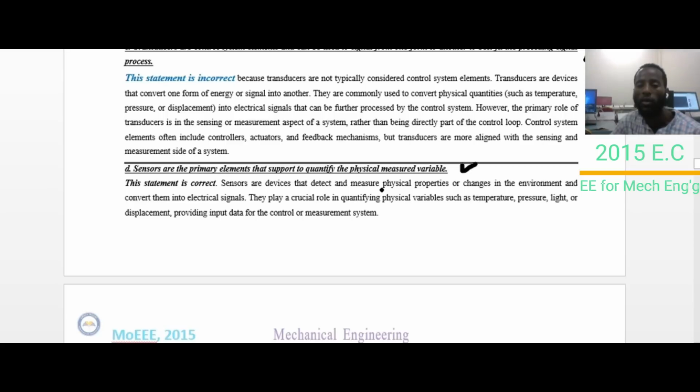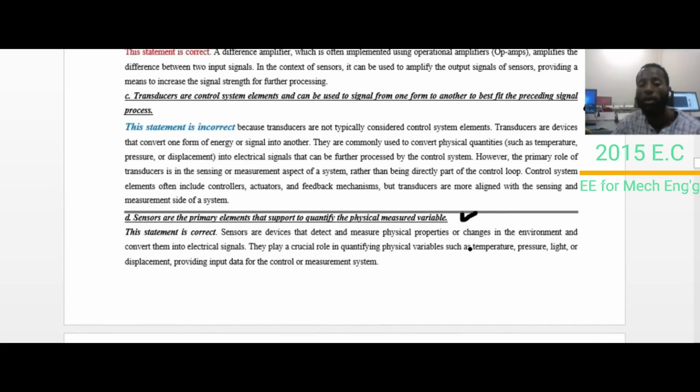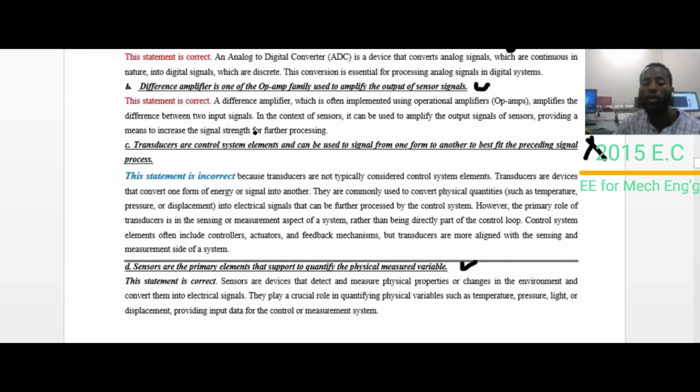So these sensors are devices that detect and measure physical properties or changes in the environment and convert them into electrical signals. By doing this, they play a crucial role by quantifying physical variables such as temperature, pressure, light, or displacement, providing input data for the control or measurement system. So all these listed things are correct about the measurement system in mechatronics, except the idea expressed in C. So this is incorrect.